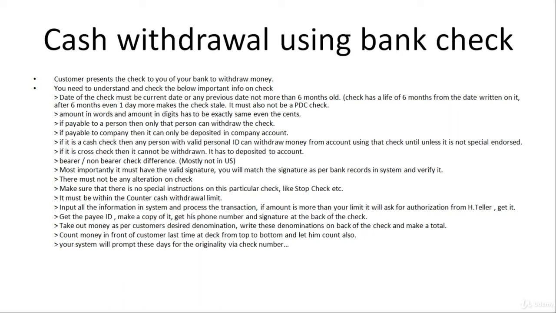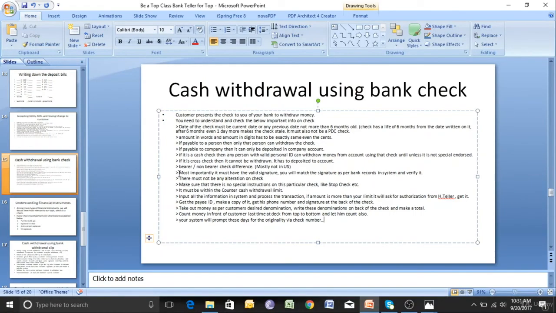Now, when you have processed the check in the system and it has been verified by your head teller, you take a copy of the payee's ID, the person who's standing in front of you. If he is not the account holder, take his valid ID and a copy of that ID, and write these ID details on the back of the check. Take his phone number and write that on the back of the check as well, and attach the copy of his ID to the check. Then you start taking out the cash for that customer.